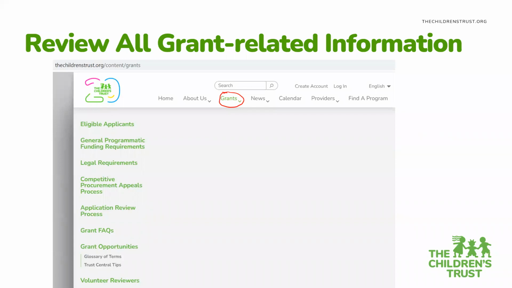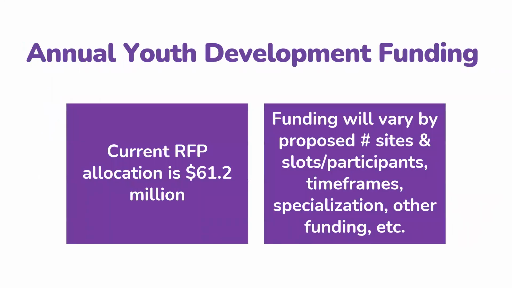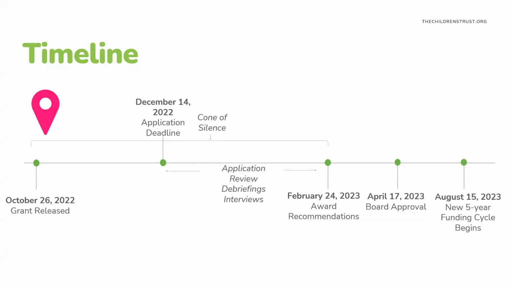So the next slide is about our timeline. You all know that the reason you're here today is that the grant was released. It was released last week, and so we're here to talk about it today. You have from now until December 14th to submit your applications. We are in the cone of silence since the release happened, and we will be until we bring the funding recommendations to the board. And so you see that marked there on the timeline.